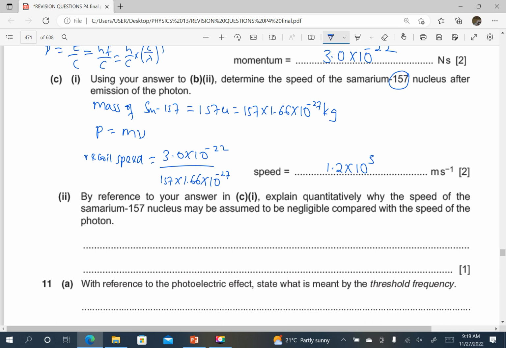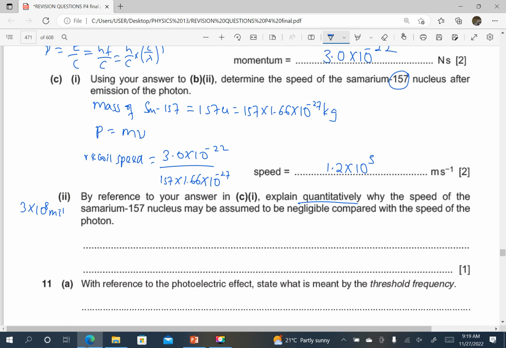By reference to your answer in C Roman 1, explain quantitatively why the speed of samarium 157 nucleus may be assumed to be negligible compared with the speed of the photon. Note that the speed of the photon is actually the speed of light, which is 3 times 10 power 8 meters per second. Explain quantitatively, that is quoting values. When it is quantitative, we quote some values. Why the speed of the samarium nucleus may be assumed to be negligible compared with the speed of the photon.